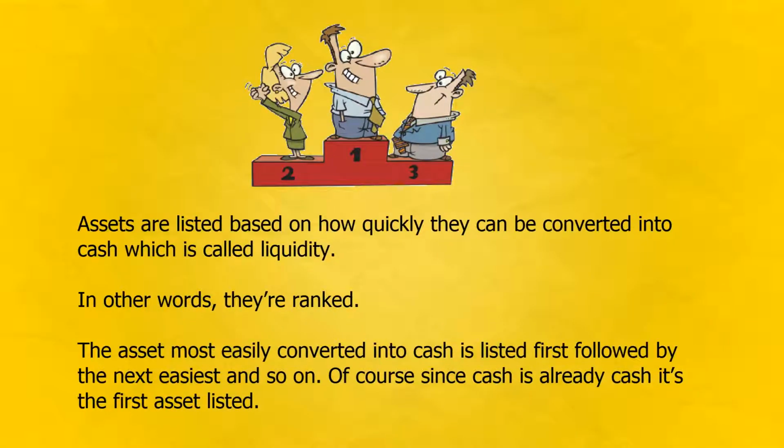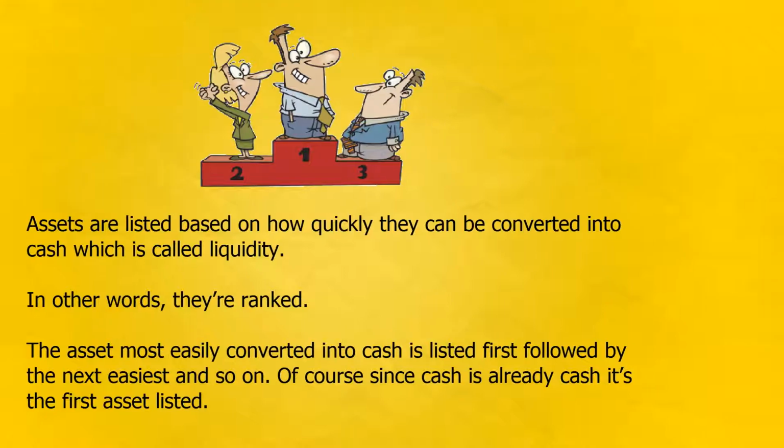Assets are listed based on how quickly they can be converted into cash, which is called liquidity. In other words, they're ranked. The asset most easily converted into cash is listed first, followed by the next easiest, and so on. Of course, since cash is already cash, it's the first asset listed.